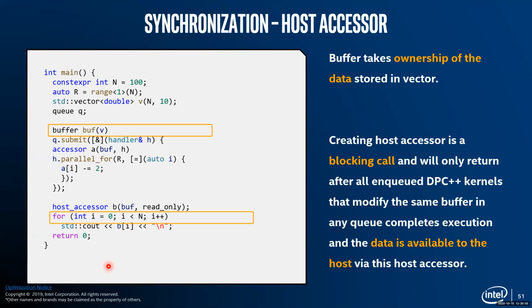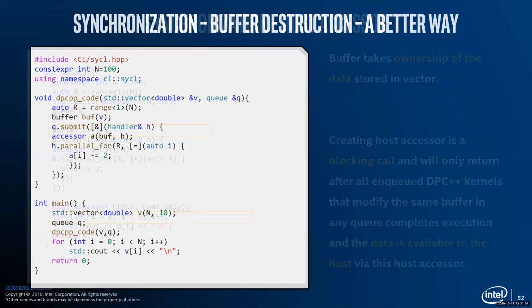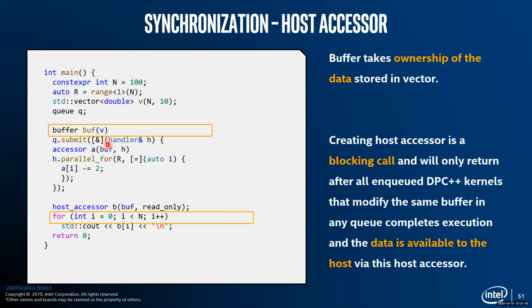And the buffer takes the ownership of the data stored in the vector once you create a buffer, and then you submit the queue, right? And this is executed on the device, this particular function. We're just subtracting each element by 2, so the value should be 8, right? But this is the actual kernel that we are offloading to the device. And if you see, I'm creating a host accessor here.